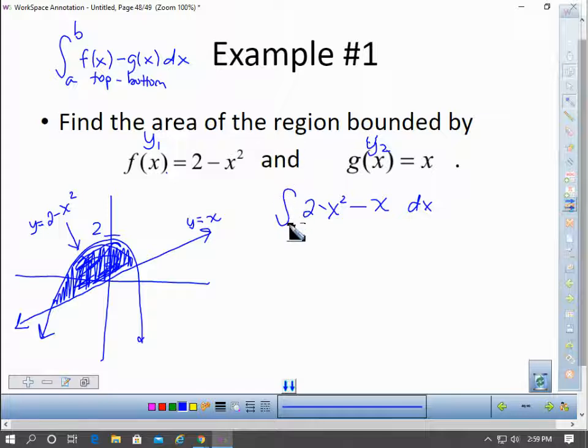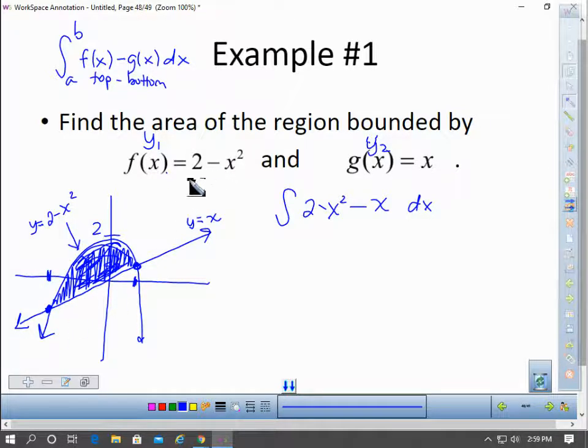So the only thing we need is what are our limits of integration. So we are trying to find the area between this intersection point and this intersection point. So I've just got to figure out what those numbers are on the x-axis. What are my x coordinates of those two intersection points? That's my A and my B. So I'm integrating from A to B, my x coordinates of these points.